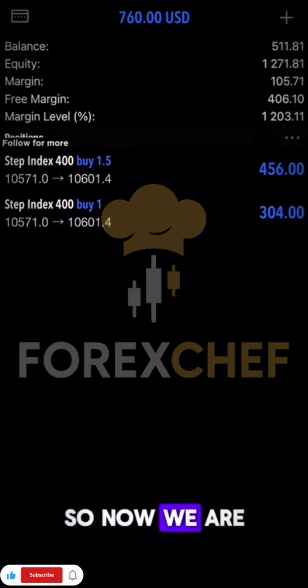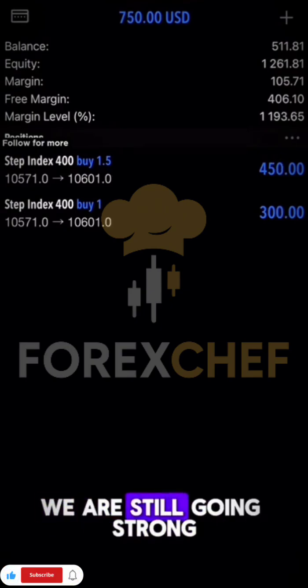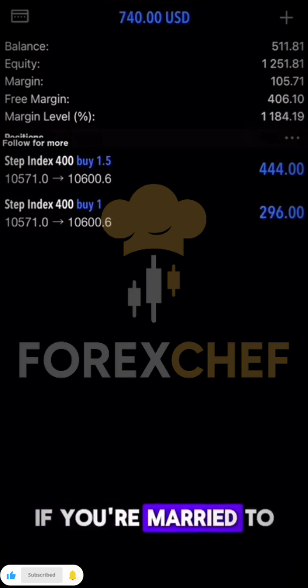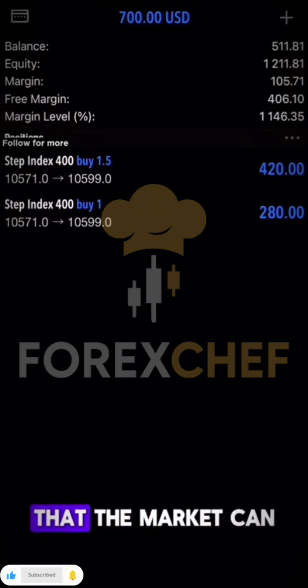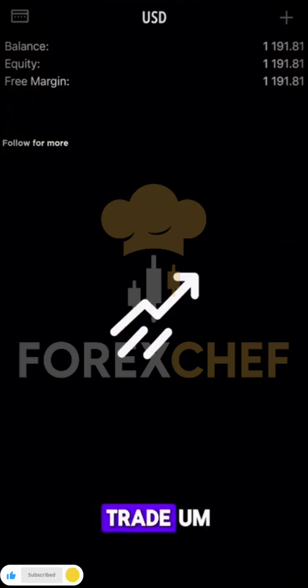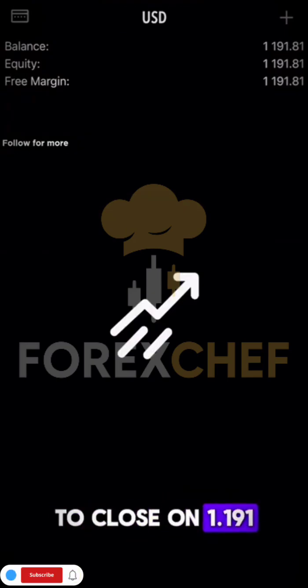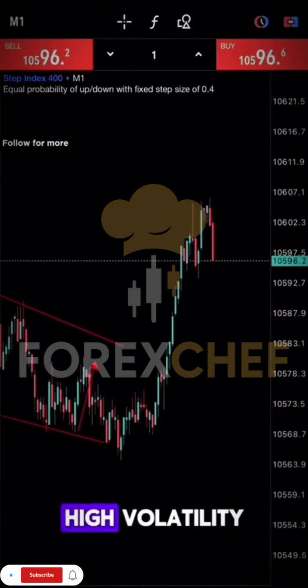So now we're in 1.2, almost in 1.3. We're still going strong, guys. If you're married to the market, you definitely know that the market can do some funny things, guys. So we've closed our trade to close on 1.191. So for our next trade, it means that we also have high volatility.